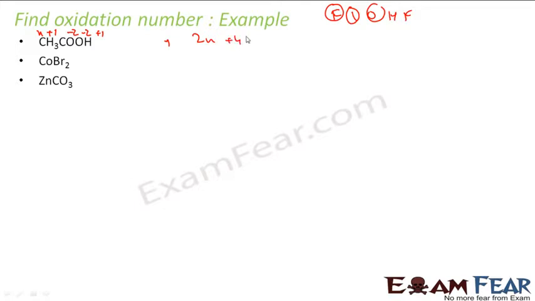4H, so plus 4 into plus 1, plus oxygen, 2 oxygen into minus 2, is equal to 0. You solve this, you get minus 4 plus 4 cancel, X is equal to 0. X is equal to 0 is not possible because when you say the oxidation state of carbon is 0, it is not possible, because the oxidation state of only a noble gas is 0.